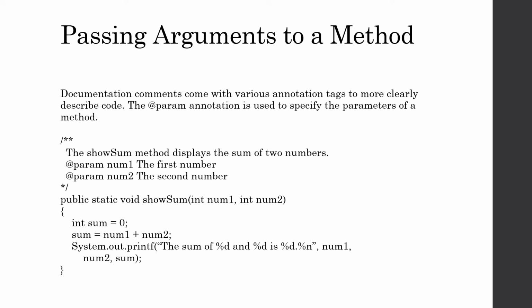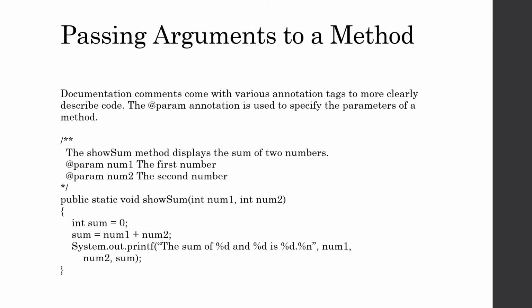So to finish up on dealing with arguments and parameters, we can go ahead and add a little bit more to the documentation comments that we've seen briefly, the initial comments that are provided whenever we create a program in NetBeans. Documentation comments come with various annotation tags to more clearly describe code. One of these is the @param annotation, which is used to specify the parameters of a method. It's pretty clearly noted by the name: param is just short for parameters.